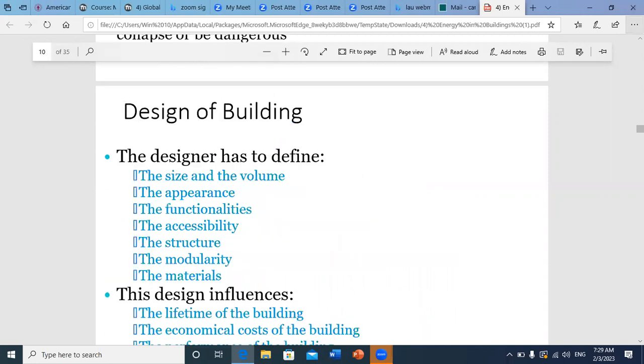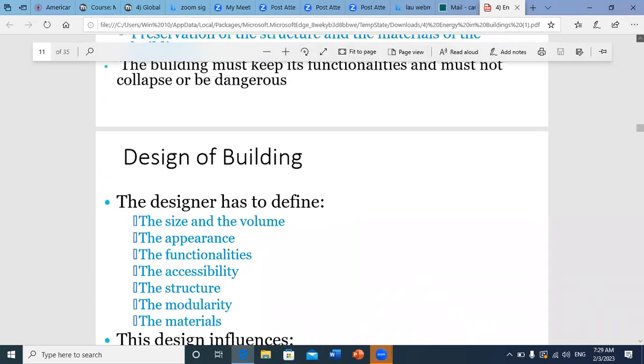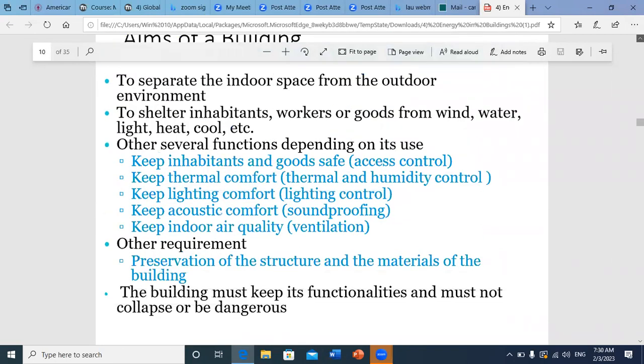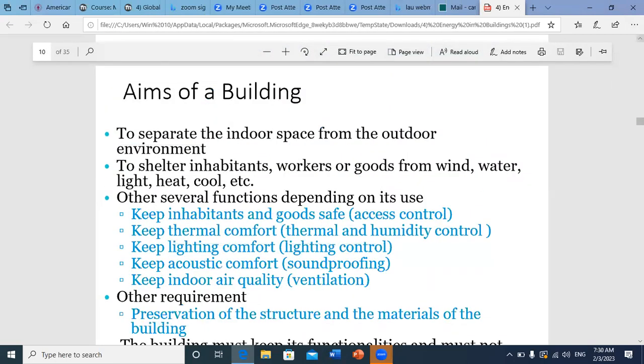So we know that whenever we design a building, we have several aims. First, we aim to separate the indoor space from the outdoor environment. You want to shelter inhabitants, workers, or goods from wind, water, light, heat. We have many other functions depending on the use of the building.